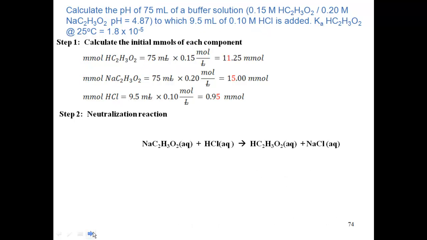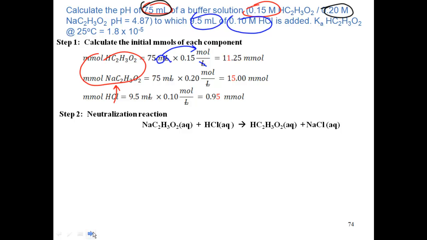So I'll write my neutralization: sodium acetate plus HCl. To write my reaction, my sodium cation is going to come over and displace my hydrogen. Okay. So in essence, my products will be acetic acid and sodium chloride.